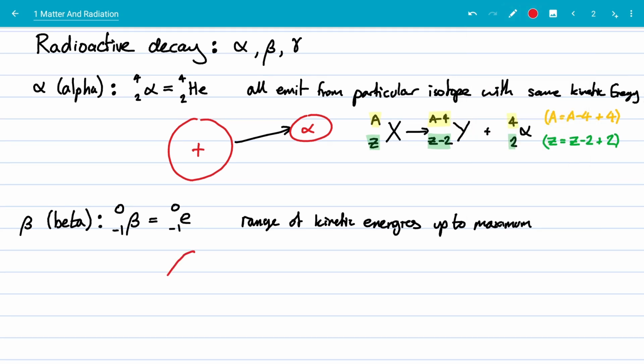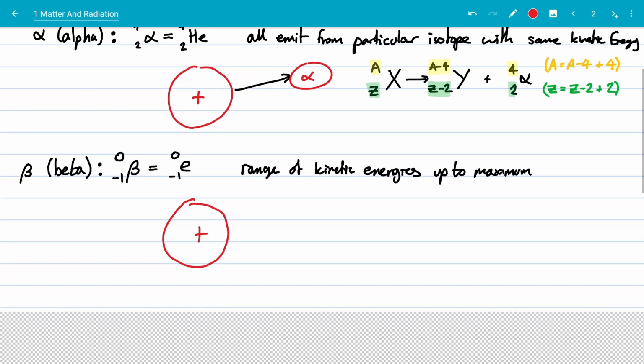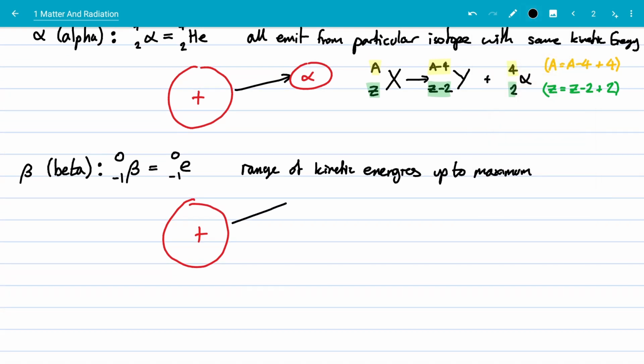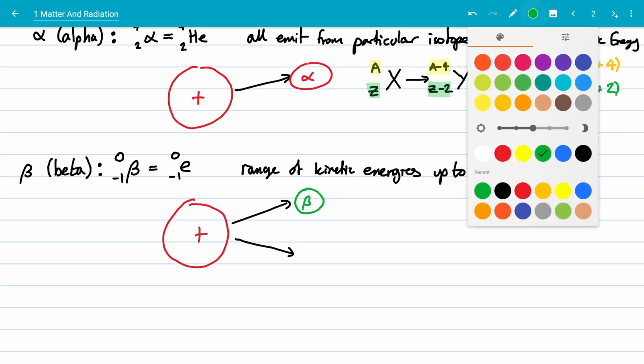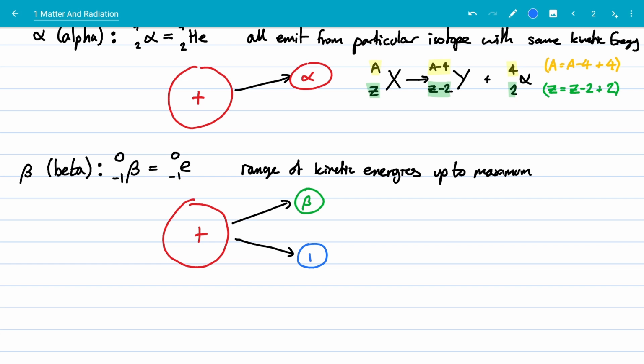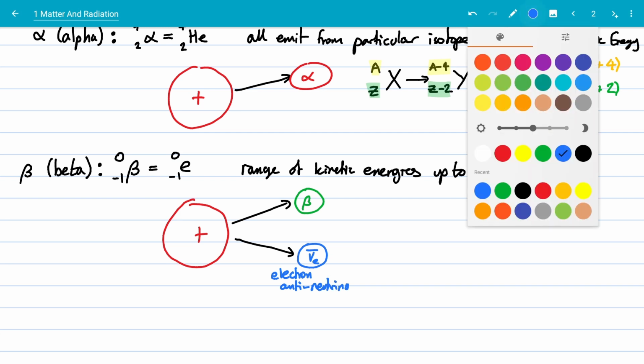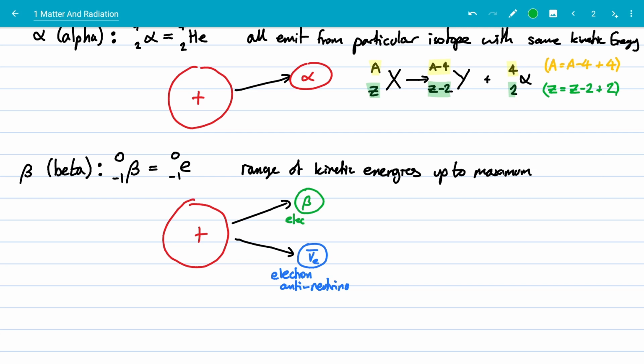We've got our unstable nucleus here, and it's going to decay, and it's going to emit not 1, but 2 particles. Now, this process is a little bit more involved than I'm showing you, and we will get on to how much more involved it is a bit later. But it does actually emit 2 particles. And one of them is called an electron antineutrino. It has a long name, whereas this beta particle is just an electron.